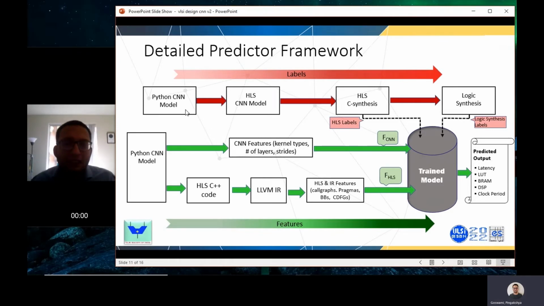Similar to our global predictor, in order to generate our labels, we pass each of the designs through the physical design flow, and the labels can either be generated after the C synthesis stage, that means the HLS level, or after the logic synthesis stage. So if we want to do prediction, we just have to convert the high-level code written in Python or C++ into LLVM IR and the corresponding graphs and extract features to generate the post-route QoR.